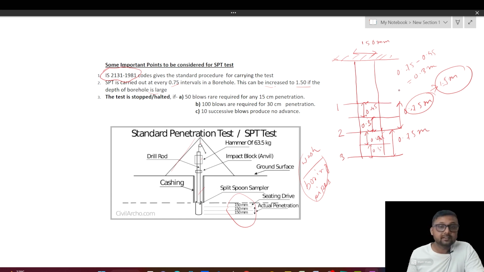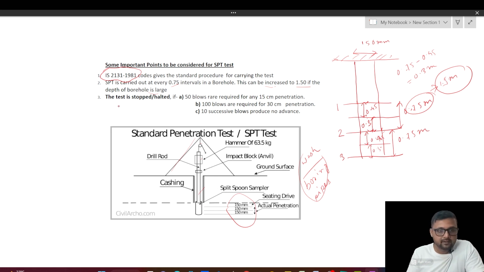See, if at a shallow depth we find hard strata, then the depth of the borehole will not be large. In that case, we will make only 0.75 meter intervals. But if for a very large depth we don't find hard strata, then the depth of the borehole will be very large. In that case, we can make the interval 1.5 meter also, right?